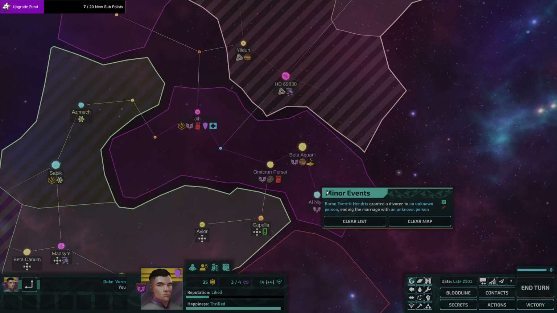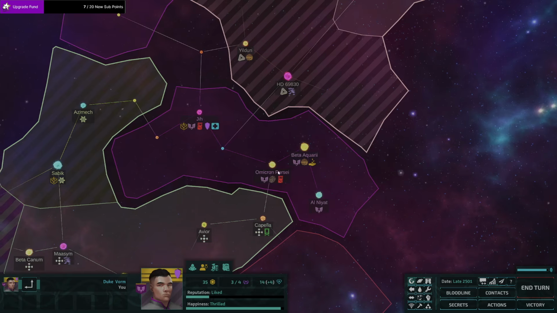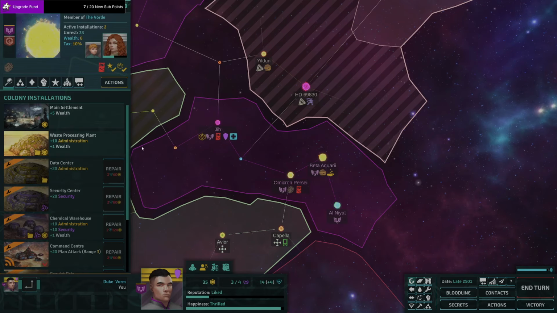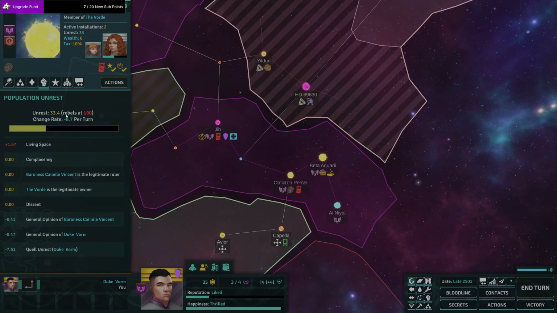How about over here? Another, granted a divorce. Okay. Nothing else going on. We are suppressing unrest. It's down to 33. Number is dropping at 6.7. Look at that. That dude we sent over is doing 7.51 all by himself. That's pretty good for just a house member going over there and dealing with it, not even a counselor.